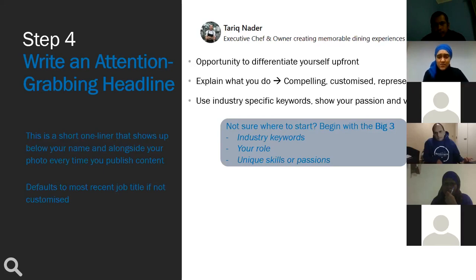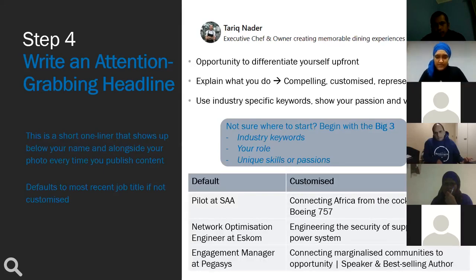How does that actually look? So I've got some examples here of 3 positions. The first one is someone that's a pilot at the SAA. So if you're a pilot at SAA, you could say pilot at SAA in your headline. And that's what it's going to default to. But other pilots at other airline companies are also going to say pilot. So how do you differentiate yourself? If somebody's looking for a pilot, how do you stand out as a pilot amongst pilots? You could say something like, connecting Africa from the cockpit of my Boeing 757.